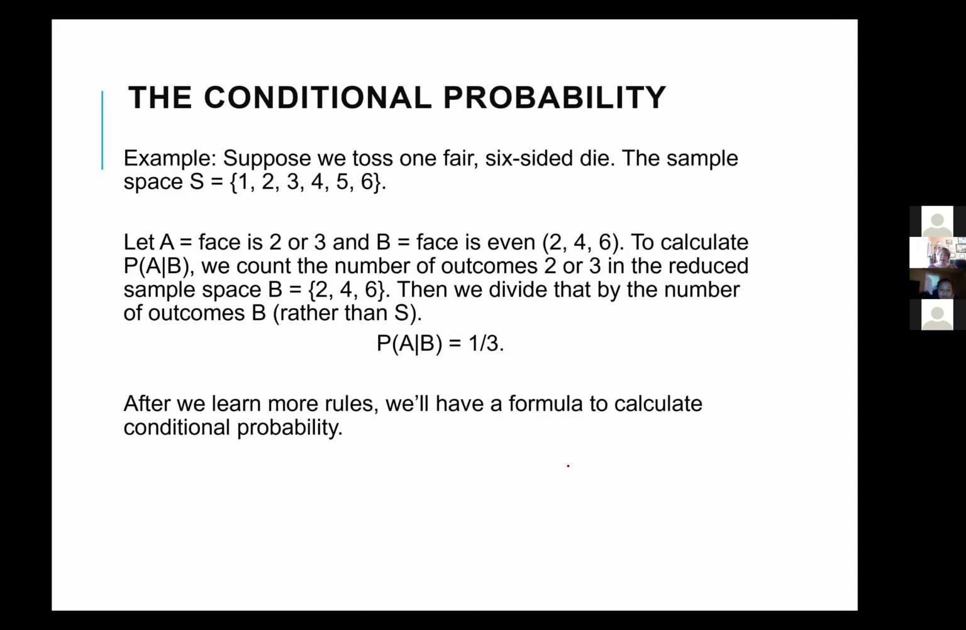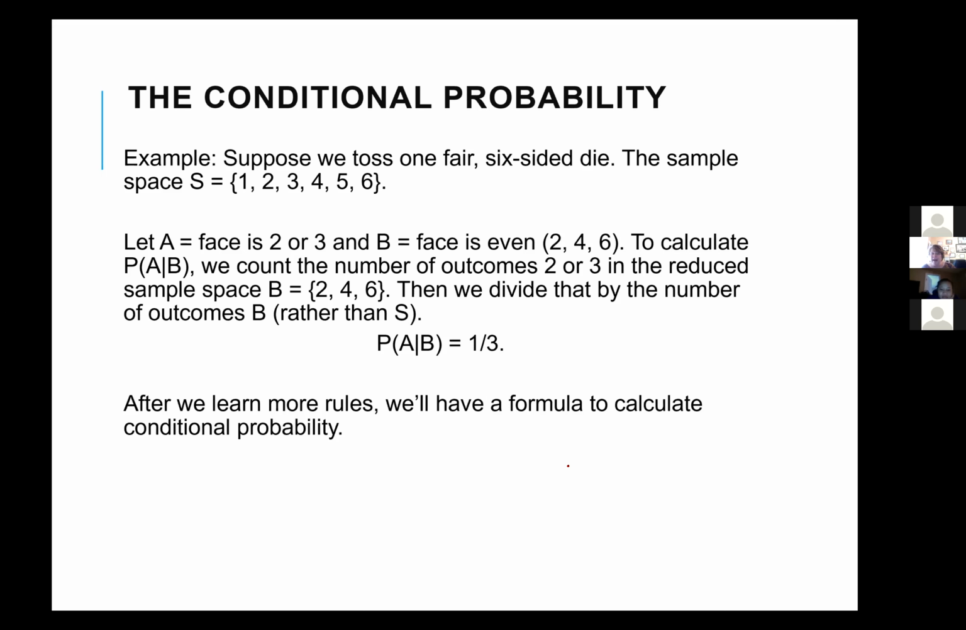So event A is that you roll a 2 or a 3. Event B is that the face is a 2, a 4, or a 6, an even number. So calculate the probability of A given B, that you get a 2 or a 3 given you've rolled an even number.